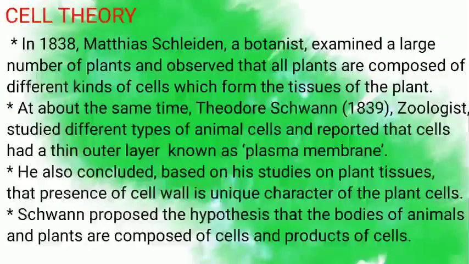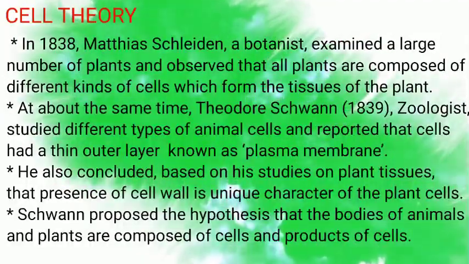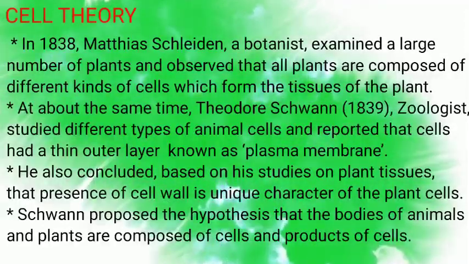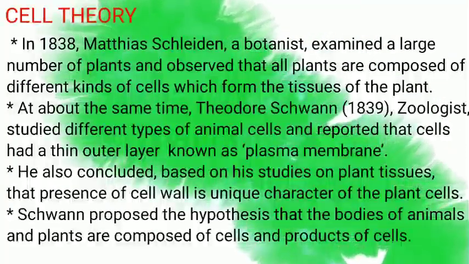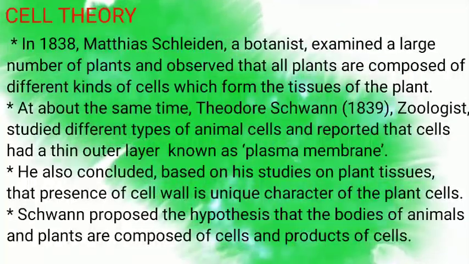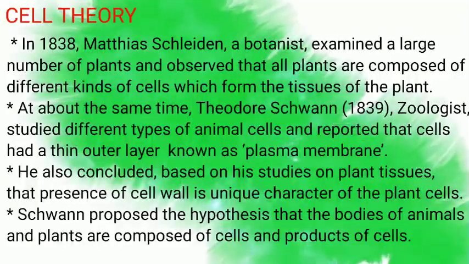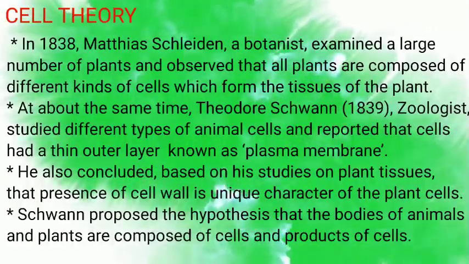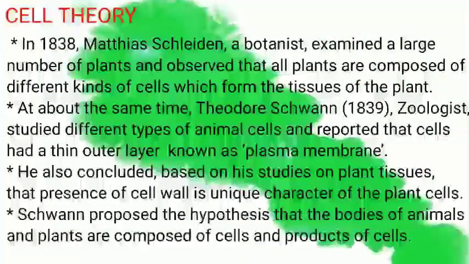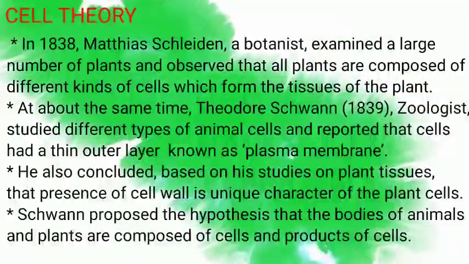cell. Cell theory. In 1838, Matthias Schleiden, a German botanist, examined a large number of plants and observed that all plants are composed of different kinds of cells which form the tissues of the plant. At about the same time, in 1839, the scientist Theodor Schwann, a British zoologist, studied different types of animal cells and reported that cells had a thin outer layer known as plasma membrane.